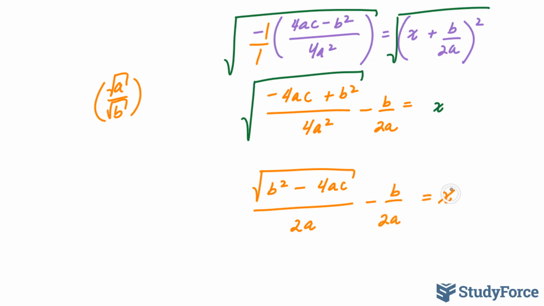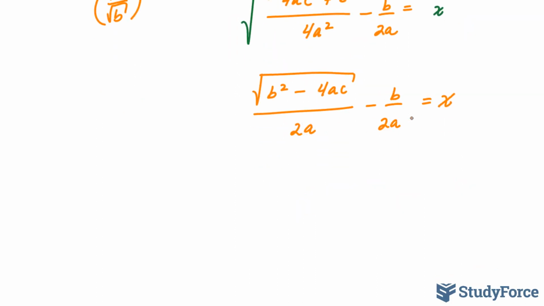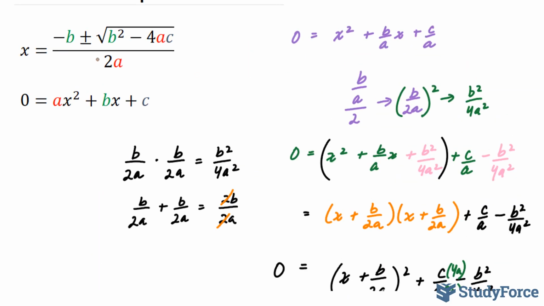Now this is looking more and more like the quadratic formula. Notice that the denominators are the same. That means the numerators, this part and this part, can be combined. Combining them, we end up with minus b plus the square root of b squared minus 4ac all over 2a is equal to x. That is the quadratic formula, but you're probably wondering, why does the quadratic formula have a plus and a minus?